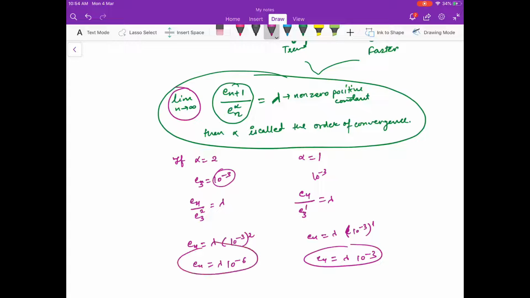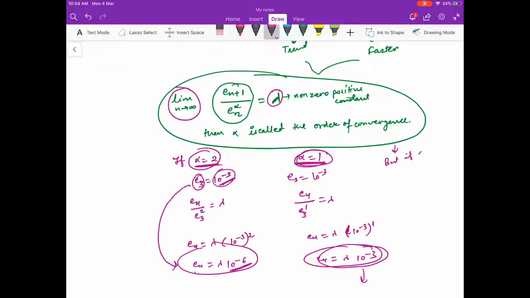So you see, if alpha is more, it means that order of convergence is more, and error will decrease faster. E3 was 10 to the minus 3, then E4 is 10 to the minus 6. Here E3 was 10 to the minus 3 and E4 is still of the order 10 to the minus 3. Slowly it will decrease. And here there is no condition on lambda, but if alpha is 1, that is, order of convergence is 1, then lambda has to be less than 1.